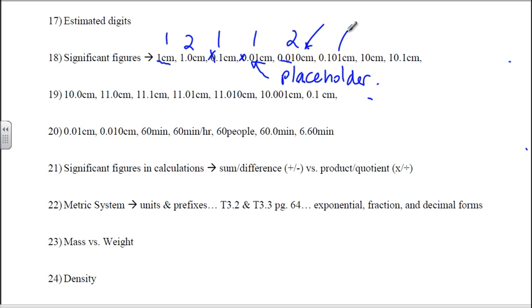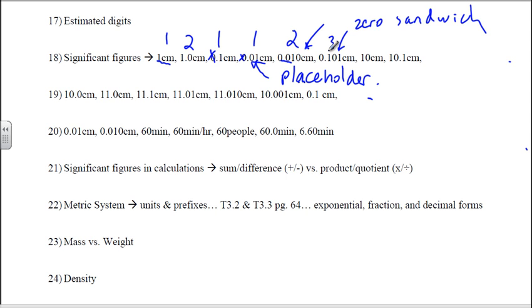0.101, the 0 in the middle, watch out for those. Not a very technical term, but we call them a 0 sandwich. They count. They're good. So 0.101 has 3 significant figures.